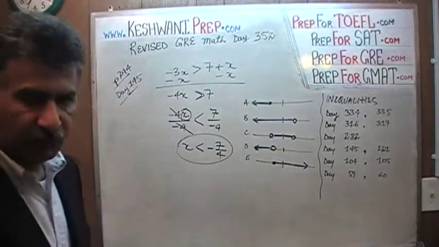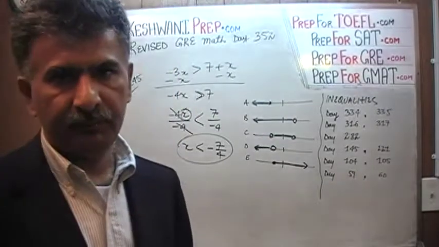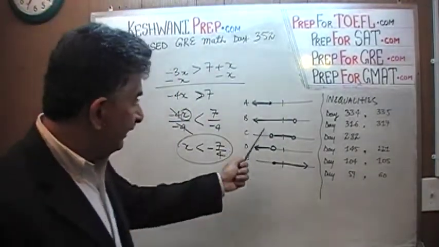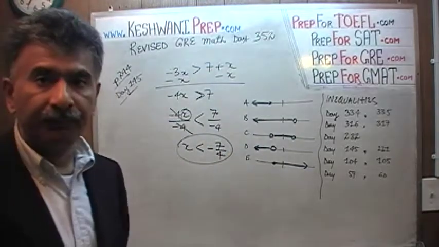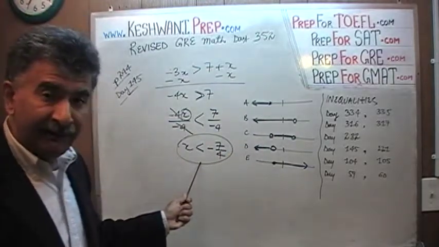X is less than negative 7 over 4. That's the only difference. Now the question is, how do we read these answer choices? What does this tell us? These answer choices have no numbers on them. So how do we read this thing in English language?